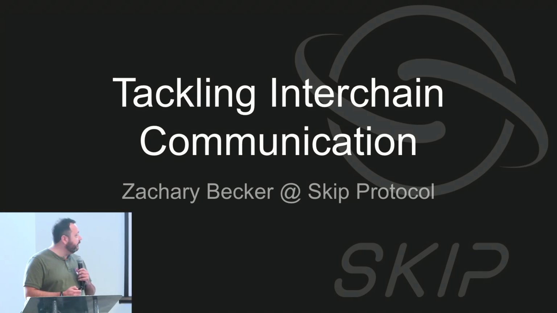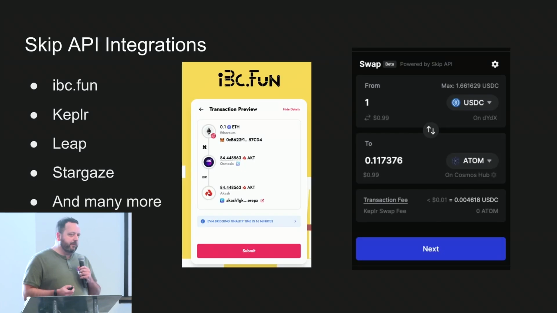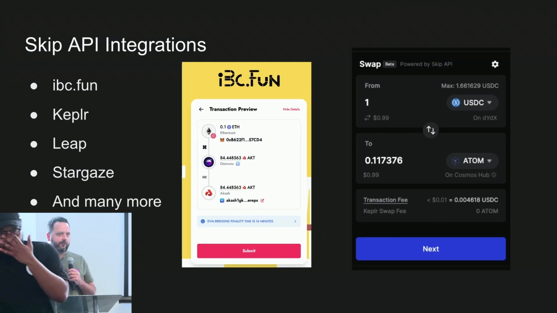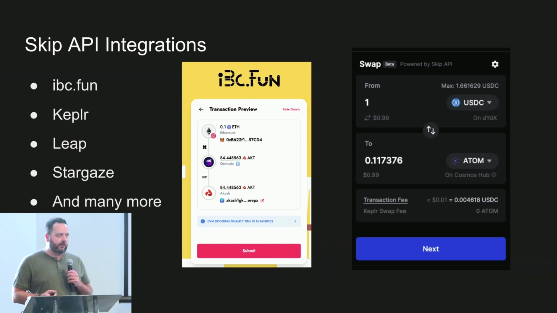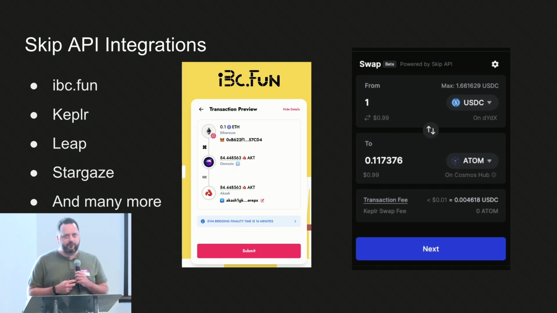Skip API's main goal is to make the UX very friendly for transferring tokens and swapping tokens across different chains. We have lots of various integrations, Keplr, Leap, Stargaze, and IBC Fun is kind of our home application where we try to show off all the cool stuff, how we can transfer our tokens and how easy we can do that.